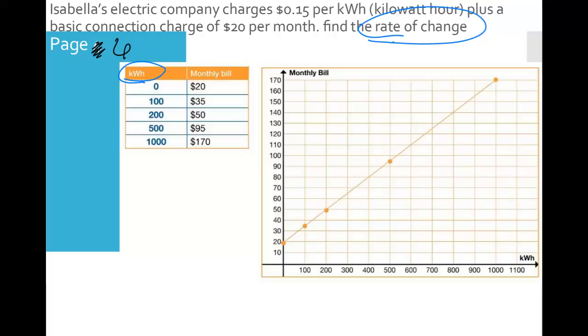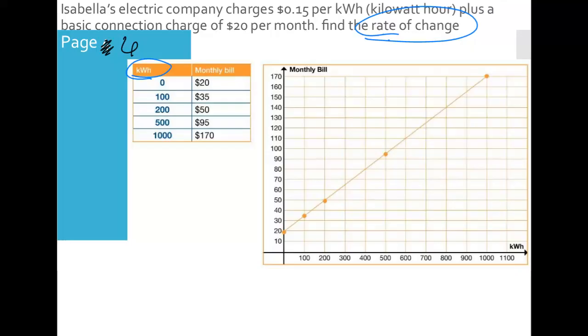At 100 kilowatt hours, it says we have a monthly bill of $35. And it says for 200 we have $50, $95, and for 1,000 we have $170. And we also have this handy dandy graph, which happens to be a line. Okay? Find the rate of change.